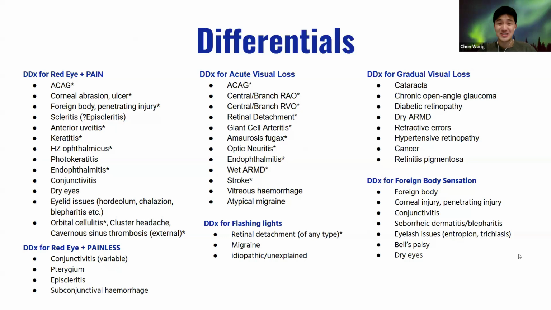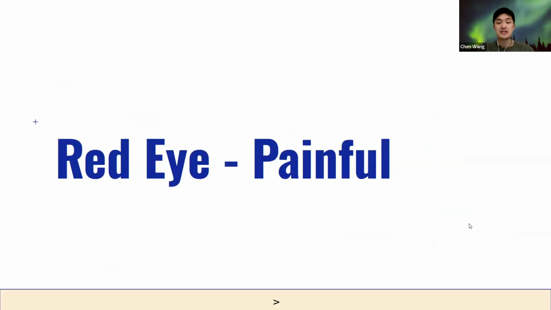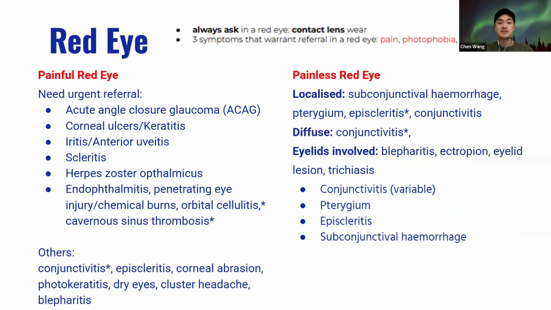Okay, so this is a very long set of differentials, but basically we'll be talking about painful red eye, painless red eye, vision loss that's acute and gradual, and also foreign body and eye trauma as well, as per the matrix. So first up is painful red eye. If it's painful, usually we want to consider an urgent referral to ophthalmology, and that's because the conditions that manifest this way are usually medical and ophthalmological emergencies.